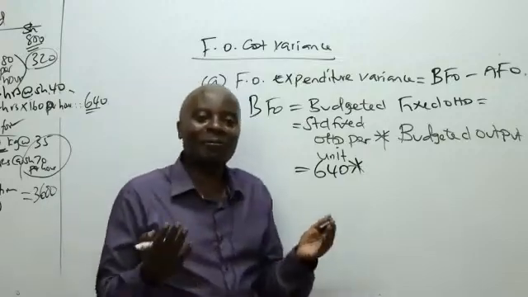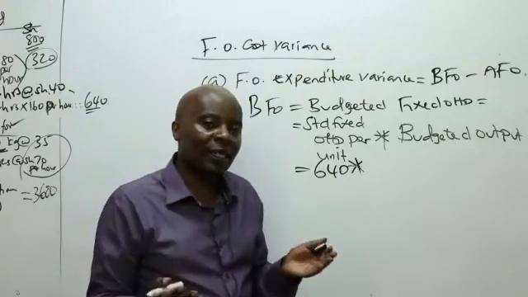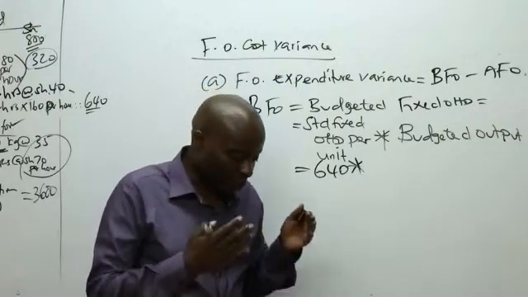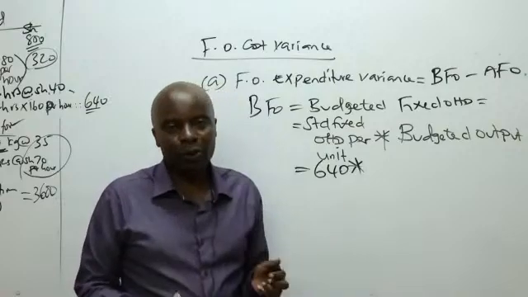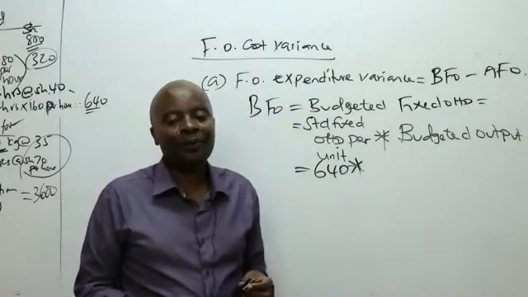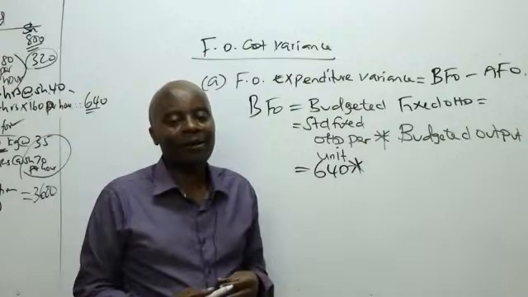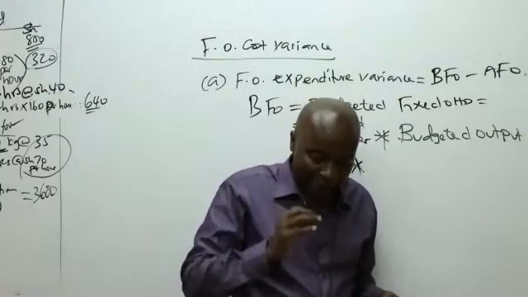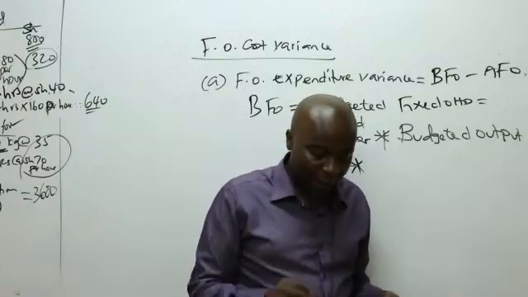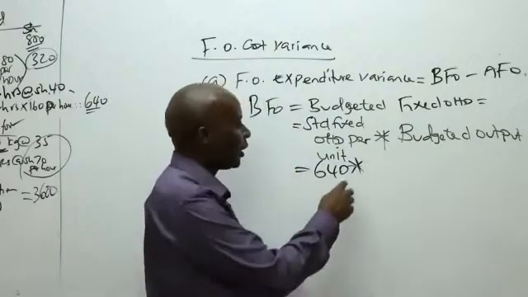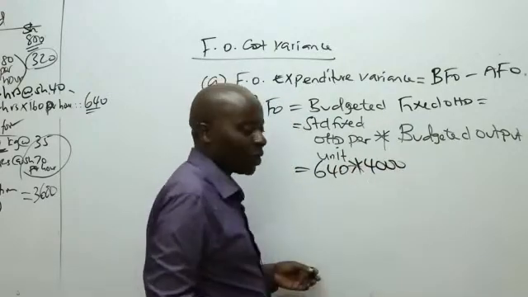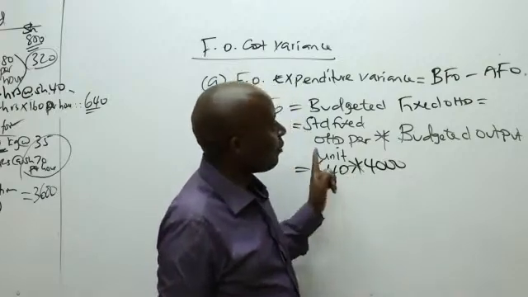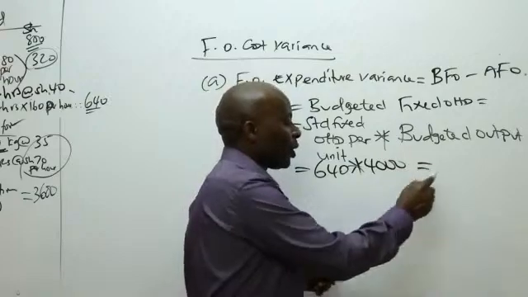At the beginning of the period, how many units were we budgeting to produce? What is the expected output or budgeted output? 4,000, given in paragraph number 2, the last sentence: the budgeted output and the sales for the month of October 2017 was 4,000 benches. So 640 times 4,000 is our budgeted fixed overhead.